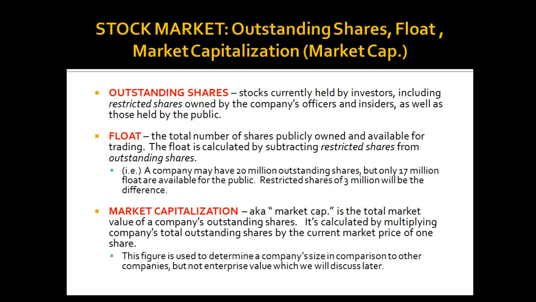So outstanding shares are all the stock held by the public, including the restricted shares that are held by the company's insiders. This means that the float is calculated by taking the outstanding shares and subtracting the restricted shares. In that bullet point under float, you can see if a company has 20 million outstanding shares but only has 17 million float, then the restricted shares make up the difference of 3 million.